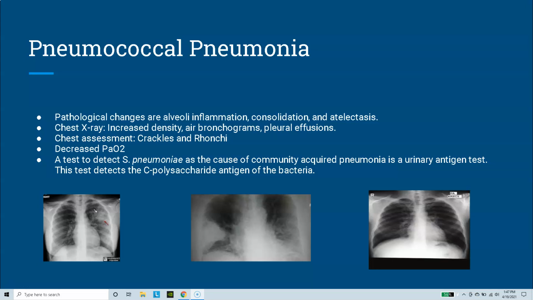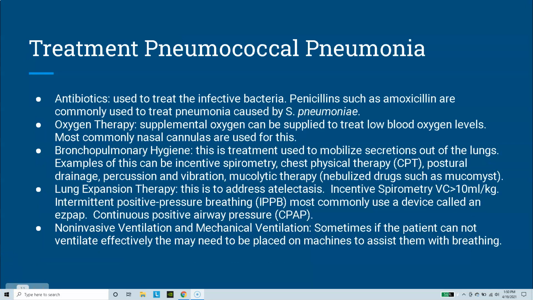The test to detect Streptococcus pneumoniae as the cause of community-acquired pneumonia is a urinary antigen test. This test detects the C polysaccharide antigen of the bacteria. Treatment for pneumococcal pneumonia includes antibiotics, which are used to treat the infecting bacteria. Penicillins such as amoxicillin are commonly used to treat pneumonia caused by Streptococcus pneumoniae.